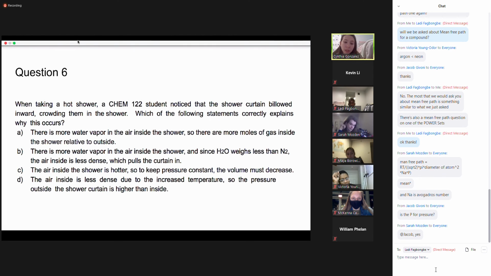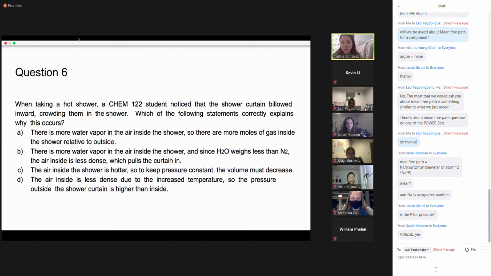Okay, and for the next answer choice, it's saying that the air inside the shower is hotter, so to keep pressure constant, the volume must decrease. This one is also incorrect. Why is that? Yeah, William. If we wanted to keep the pressure constant when temperature increases, you would have to increase volume. Right.